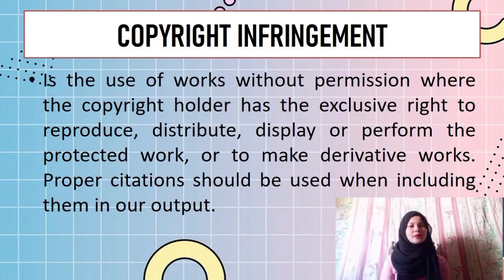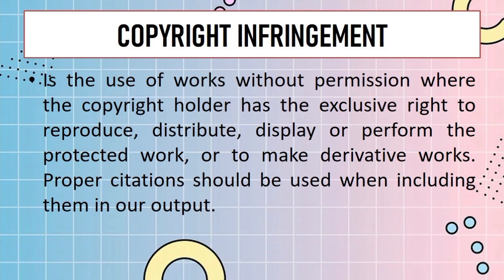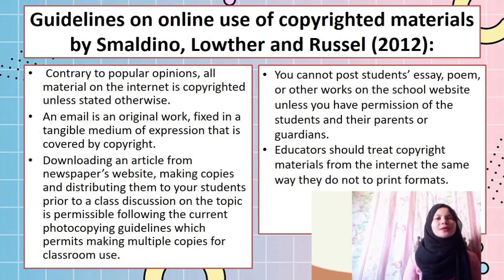So, what is copyright infringement? Copyright infringement is the use of works without permission, where the copyright holder has the exclusive right to reproduce, distribute, display, or perform the protected work or to make derivative works. Proper citation should be used when including them in our output. This can include unauthorized use, reproduction, distribution, or display of copyrighted materials such as text, images, music, and other creative works. Legal consequences can result from engaging in copyright infringement.